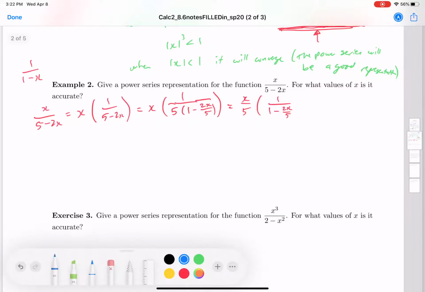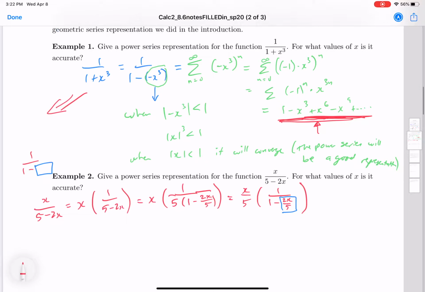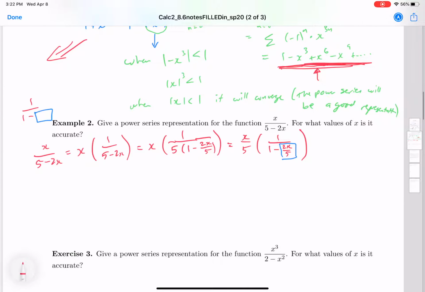So one way to think about this is I'm not always going to get 1 over 1 minus x, but I want to get 1 over 1 minus something. And that's what I got here. In my box, it's now a 2x over 5. So that is what I'm going to put in the same way here. I had that negative x cubed, and I put that in for x. I'm now thinking of my 2x over 5 as that value.